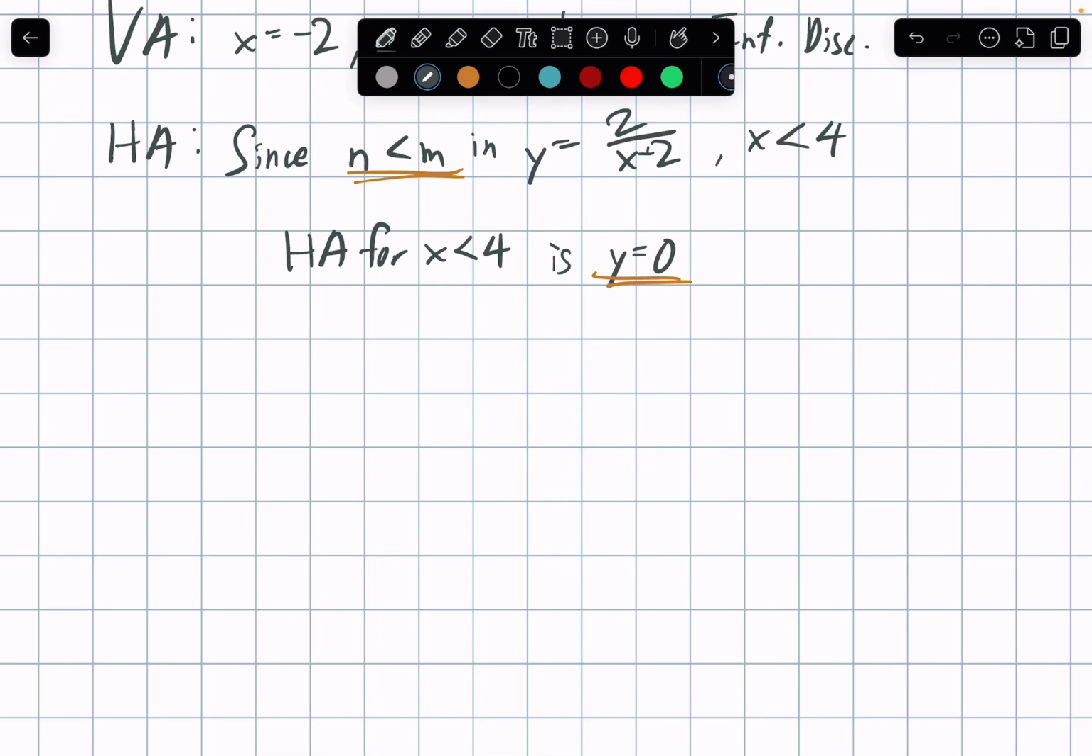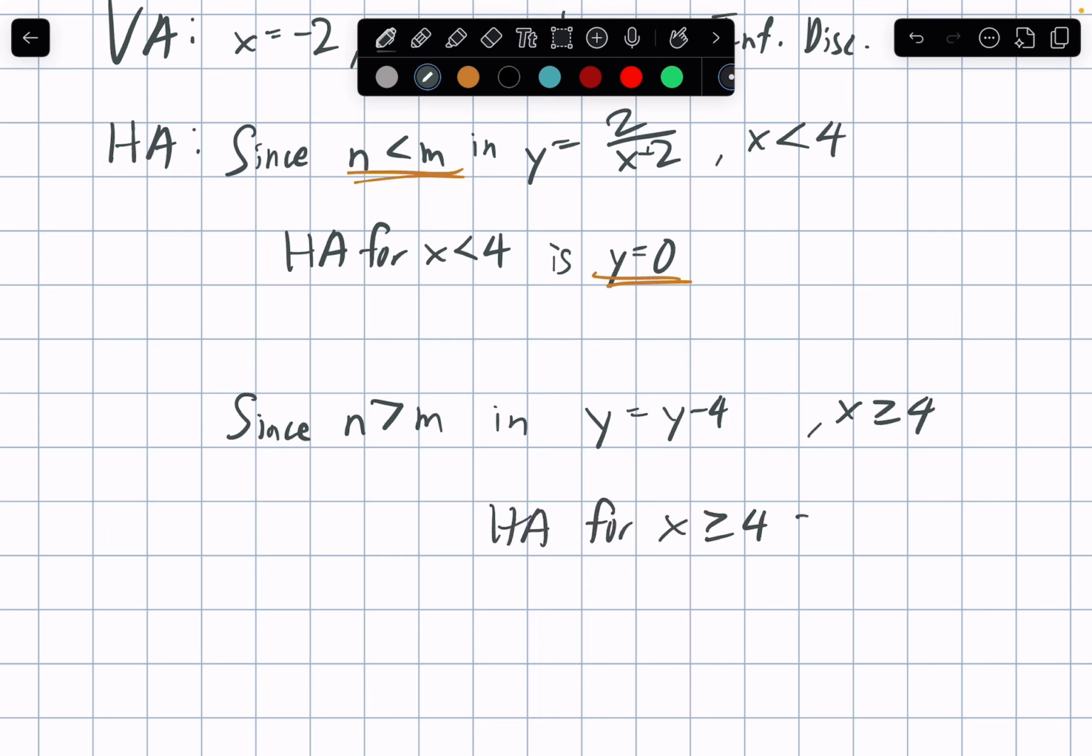Let's look at the case of our other function. Under this condition, we have a polynomial function. There's no fraction. So obviously, the degree of the numerator is greater than that of the denominator. So HA for the condition x is greater than or equal to 4 is non-existent.